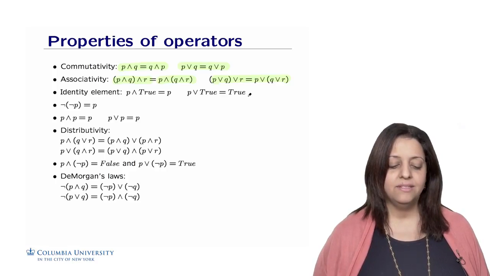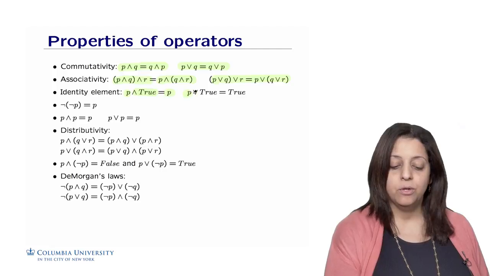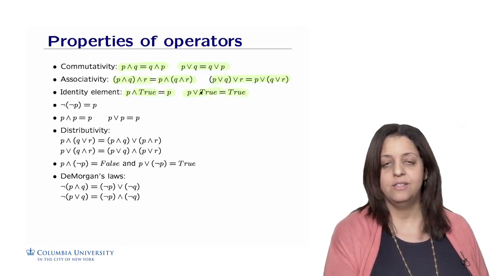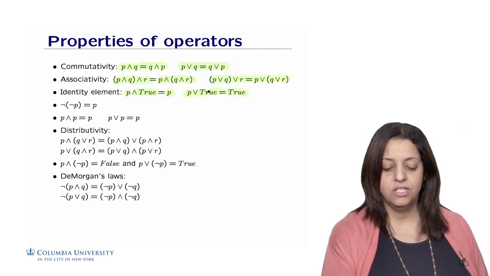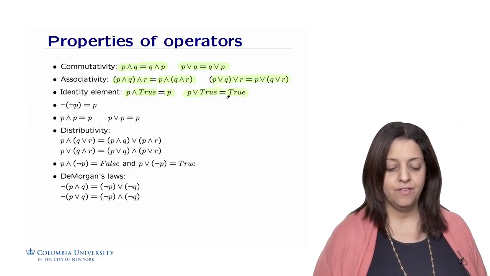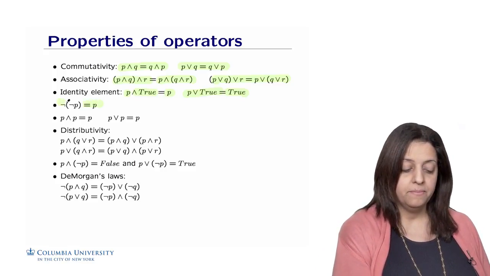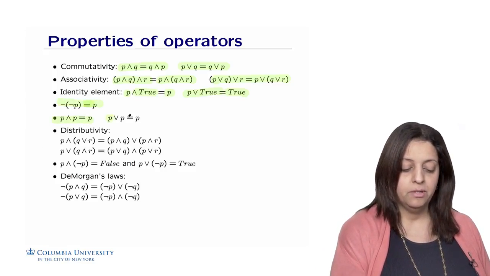The identity element is true. For example, P and true is always P. P or true is true. Remember the definition of the disjunction: whenever one of the two elements in the disjunction is true, we have true for the compound proposition. Not not P is P. P and P is P. P or P is P.